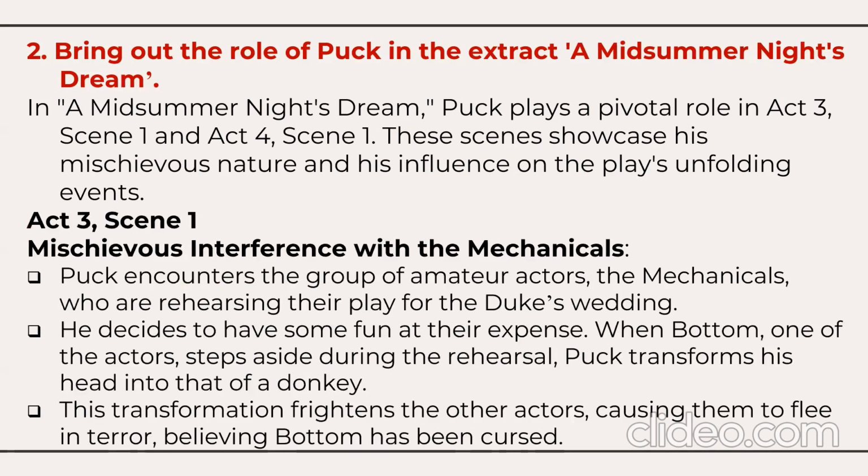Now, Act 3, Scene 1, mischievous interference with the mechanicals. Puck encounters a group of amateur actors, the mechanicals, who are rehearsing their play for the Duke's wedding. He decides to have some fun at their expense. When Bottom, one of the actors, steps aside during the rehearsal, Puck transforms his head into that of a donkey. This transformation frightens the other actors, causing them to flee in terror, to run away in terror, believing Bottom has been cursed.